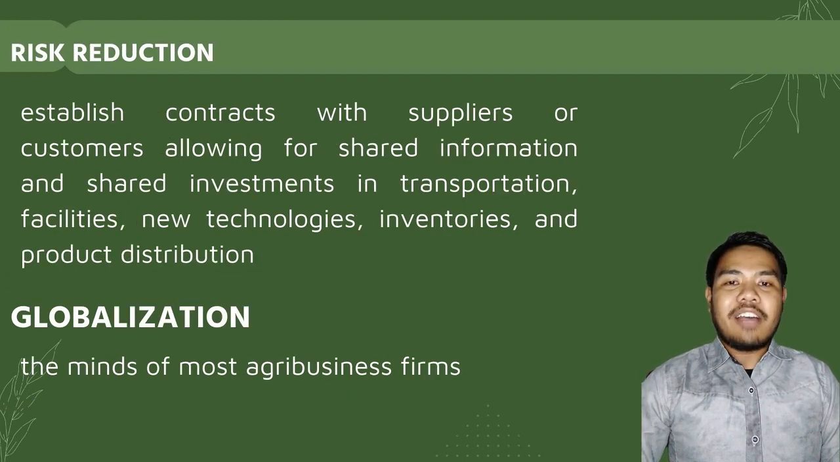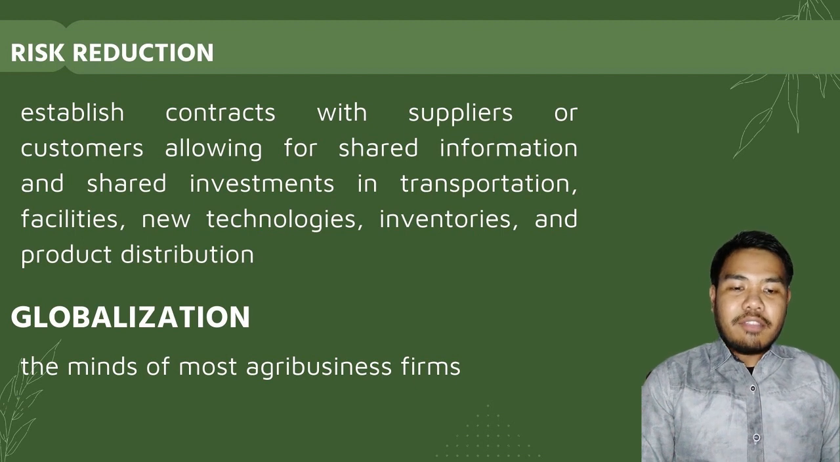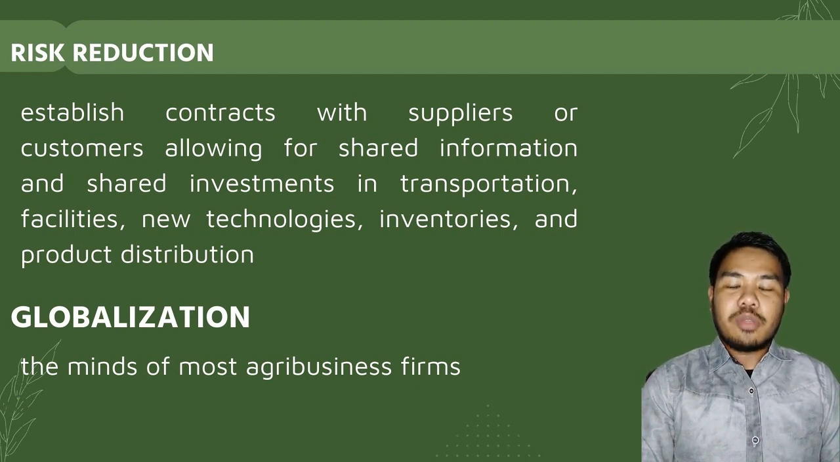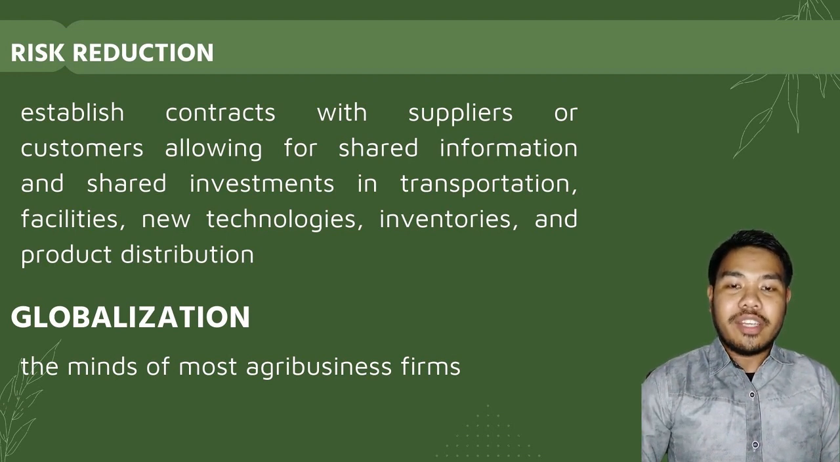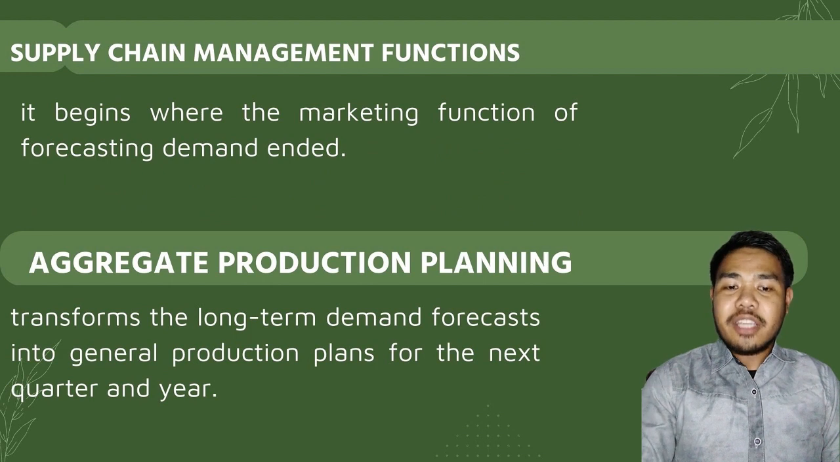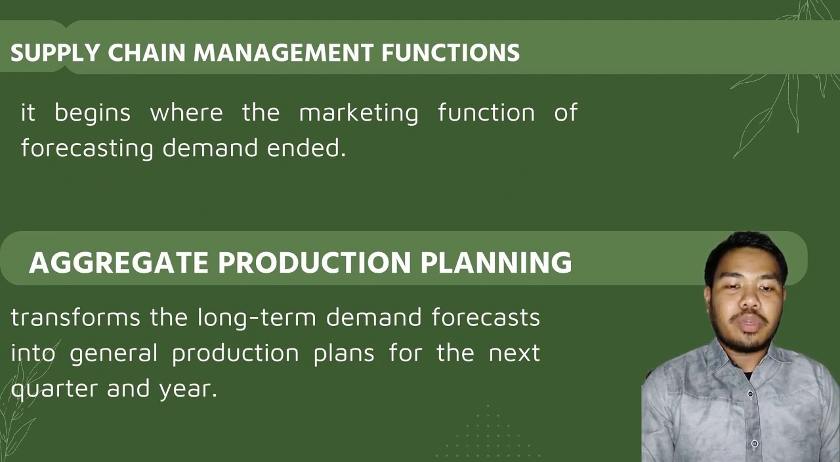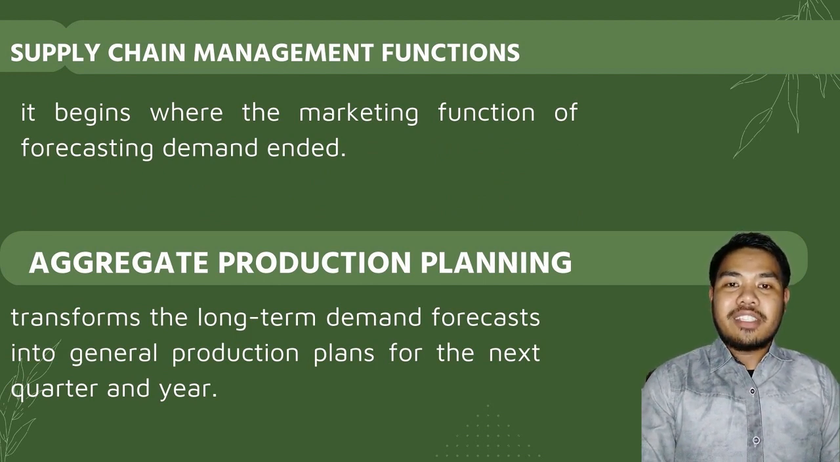Next in line, we have the risk reduction. Risk reduction establishes contracts with suppliers or customers allowing for shared information and shared investments in transportation, facilities, new technologies, inventories, and product distribution. At this point, let's have the globalization. The globalization of the agribusiness or the firms. The supply chain management functions begin where the marketing function of forecasting demand ended.